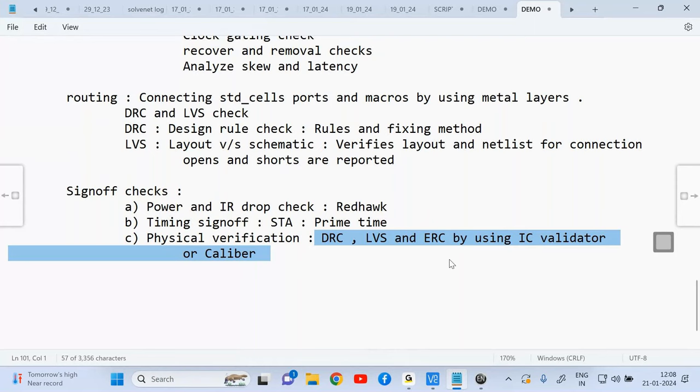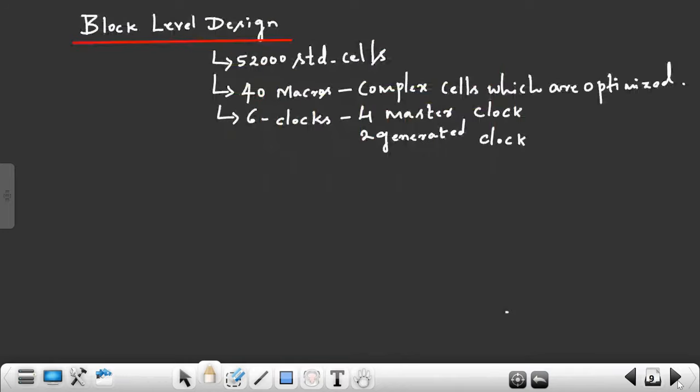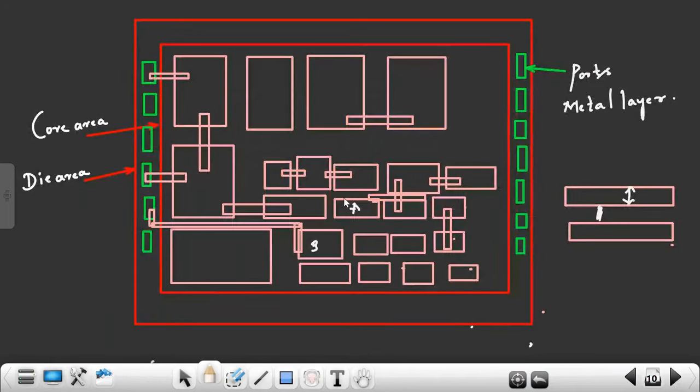Yes, CDA tools. I told you, right, what is a CDA tool? IC Validator or Calibre. See, you have a short here. The tool is telling that you have a short. So the physical verification team has to reroute it, fixing the short. Or they'll tell the PD team that here there is a short, fix it. The PD team has to reroute it. So yeah.